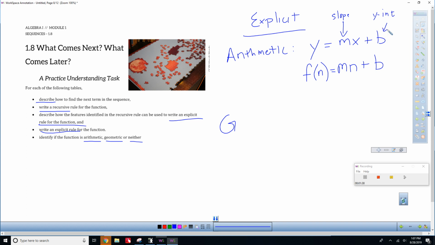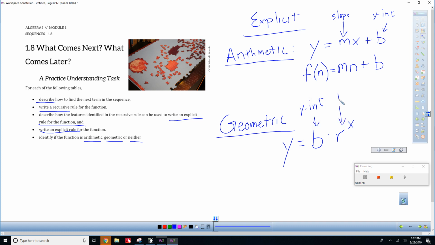Okay? For geometric, okay, the explicit formula is going to be y equals b times r to the x, where b is still the y-intercept and r is the ratio of multiplication. So it's kind of like the slope, but instead of being added each time, it's being multiplied each time.